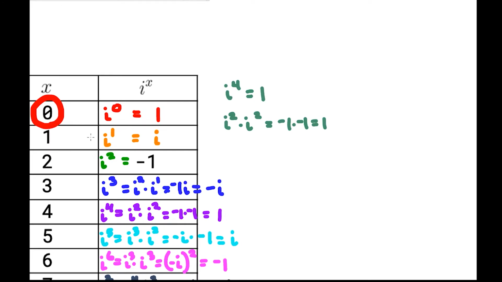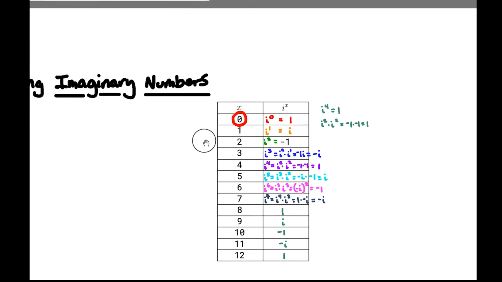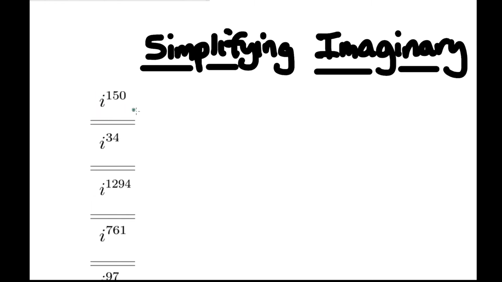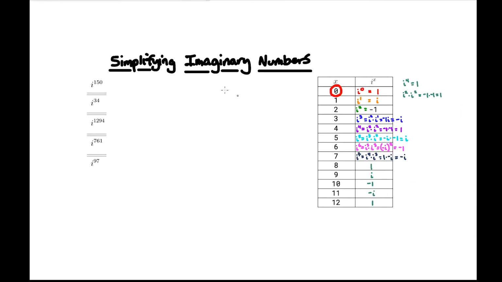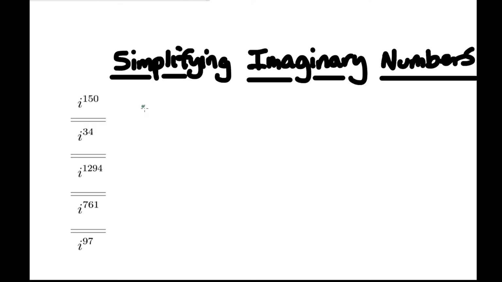Now, how can we use this to solve problems such as this one right here, where it's i to the 150th? Well, it would take forever to just keep following this pattern down. So we're going to use the fact that i to the 4th is equal to 1 to solve this. Okay, so let's do this first one here. So I'm going to rewrite it: i to the 150.